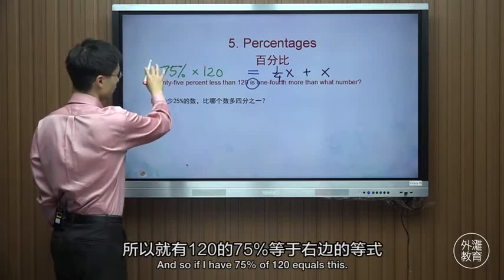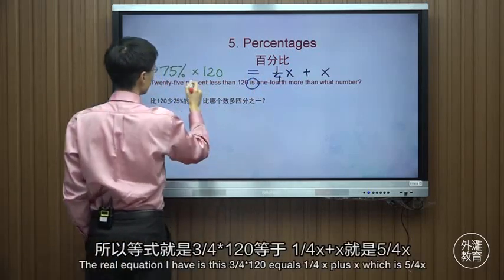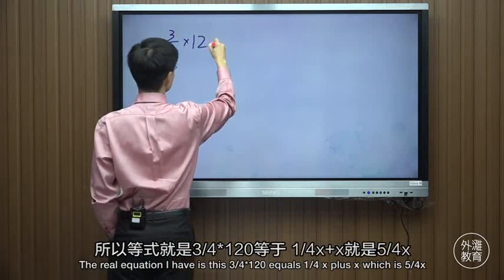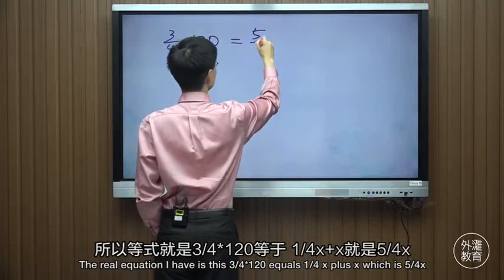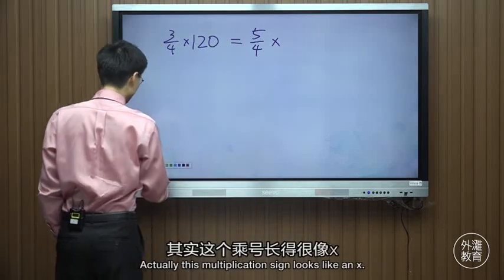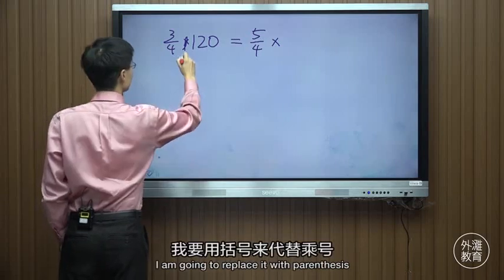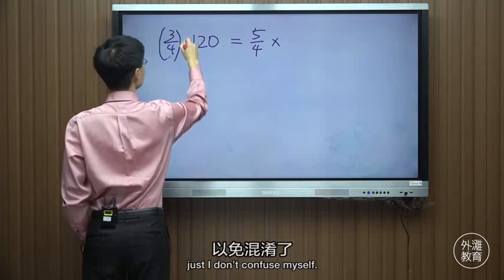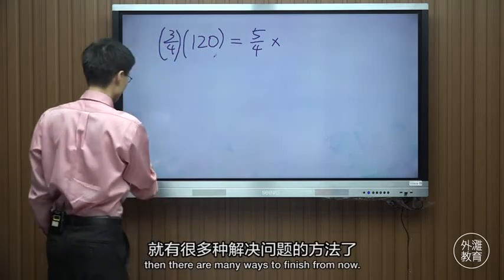And so, if I have 75% of 120 equals this, the real equation I have is 3/4 of 120 equals 1/4 x plus x, which is 5/4 x. Actually, this multiplication sign looks like an x. So what I'm going to do here is replace it with parentheses, just so that I don't confuse myself. But once you see this, then there are many ways to finish this from now.